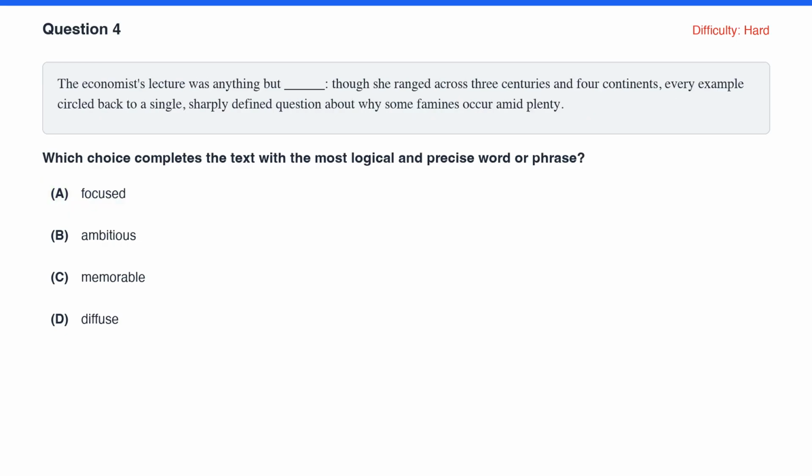Here's a hard vocabulary question. The lecture was anything but blank, and that phrase, anything but, flips the meaning of the blank. Whatever word goes there has to be the opposite of how the lecture really was. So how was it? Every example circled back to a single sharply defined question. That's disciplined and tight.